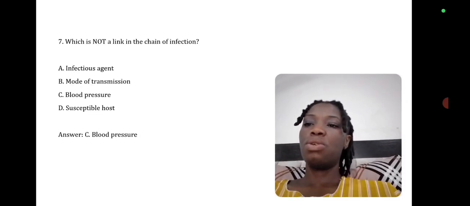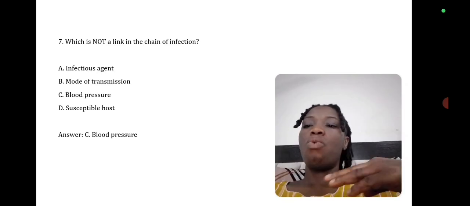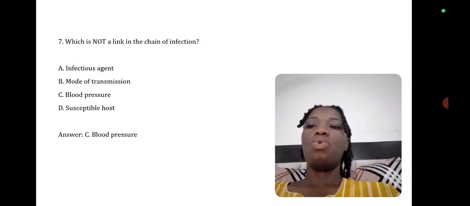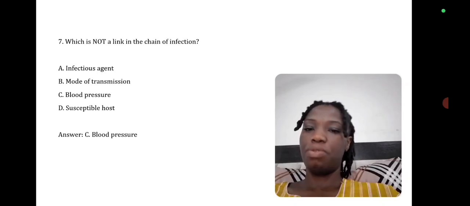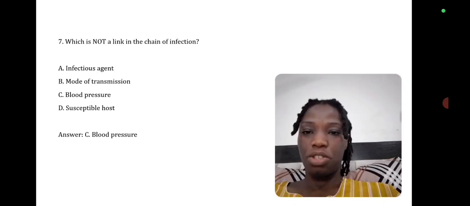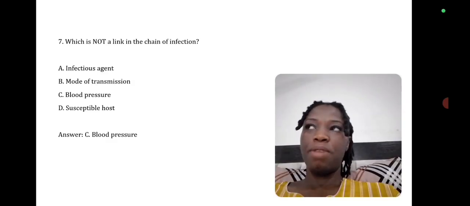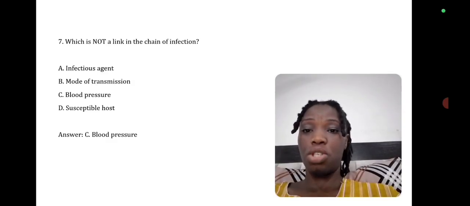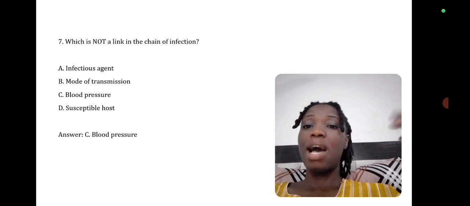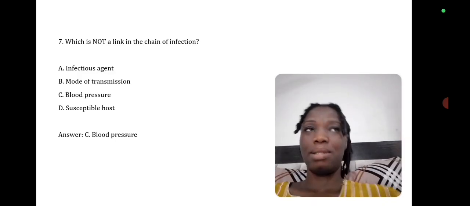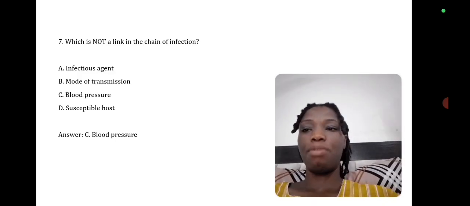Question 7: which is not a link in the chain of infection? The chain of infection has 6 links. In one of my videos that I posted on Instagram and other places, I talked about the chain of infection. There are 6 in number, and you should know the sequence because it does not change. It's like a fact, just like that from up to down.